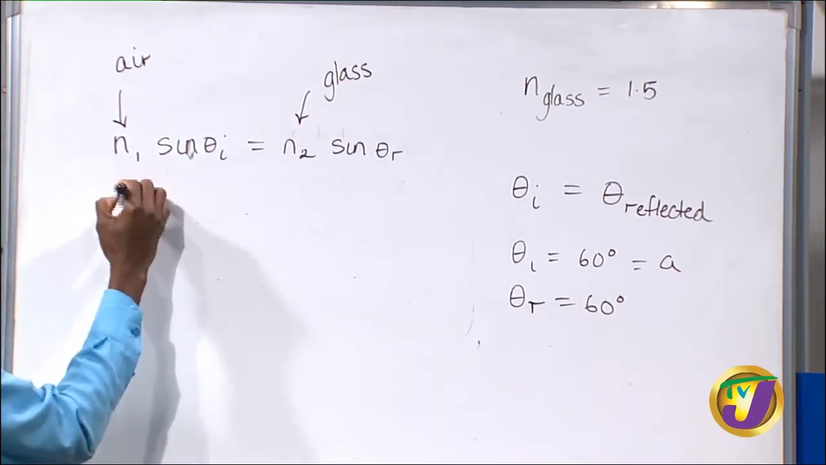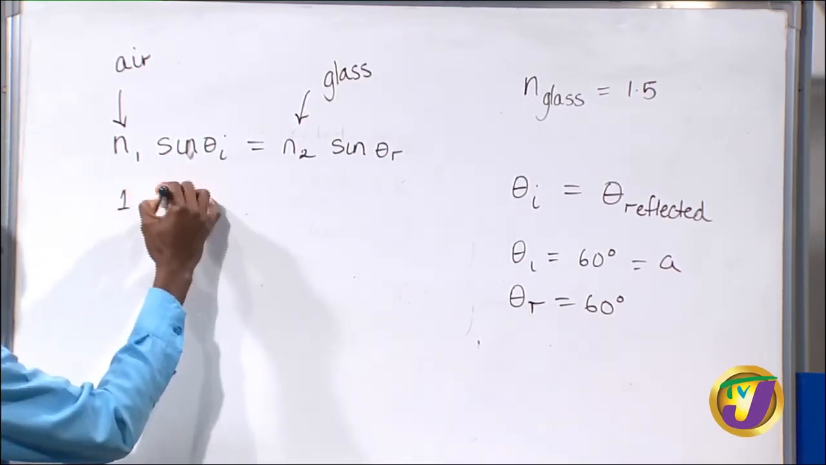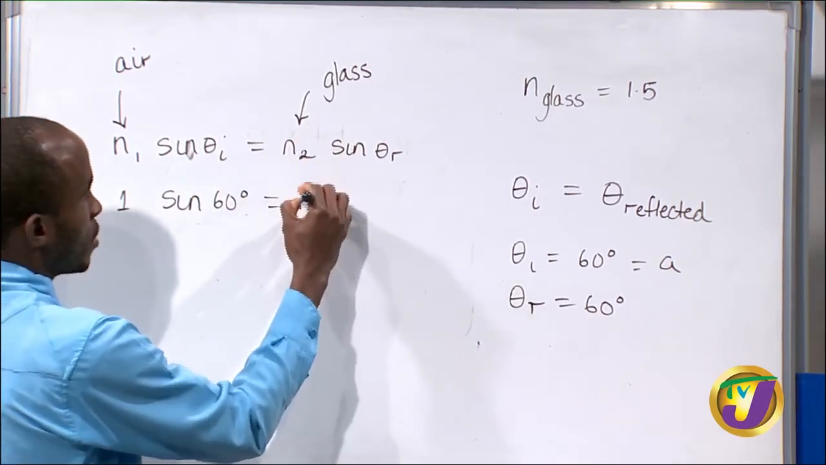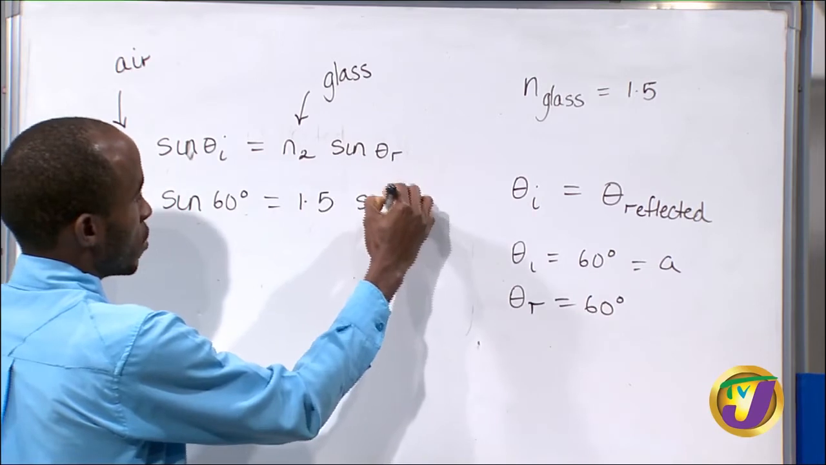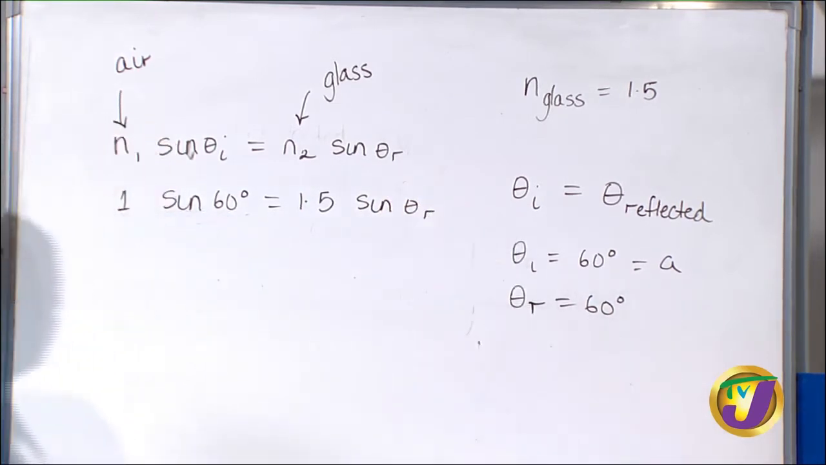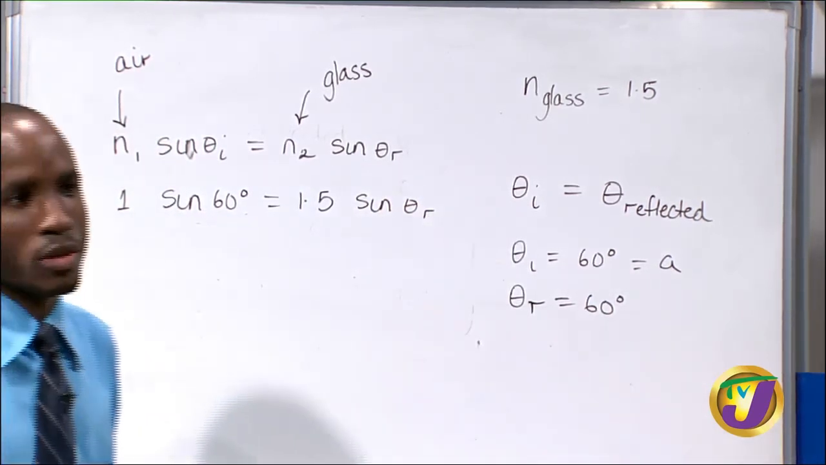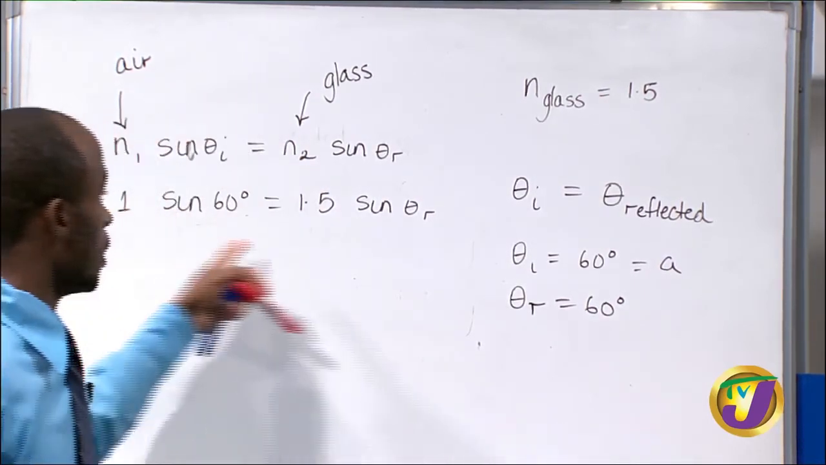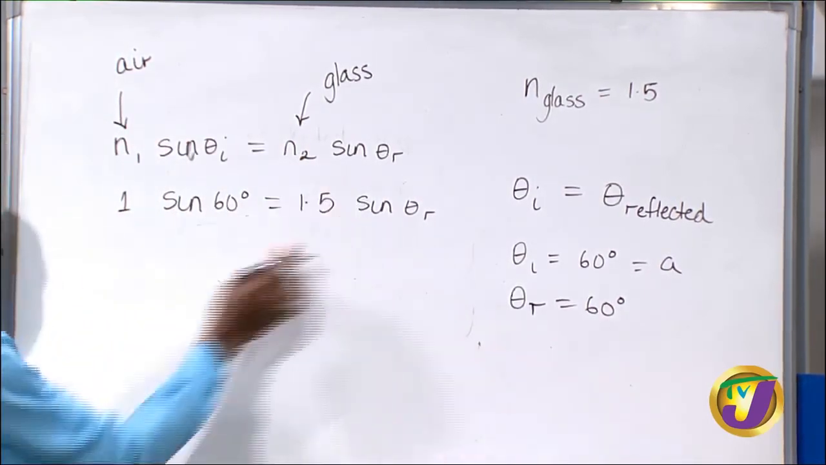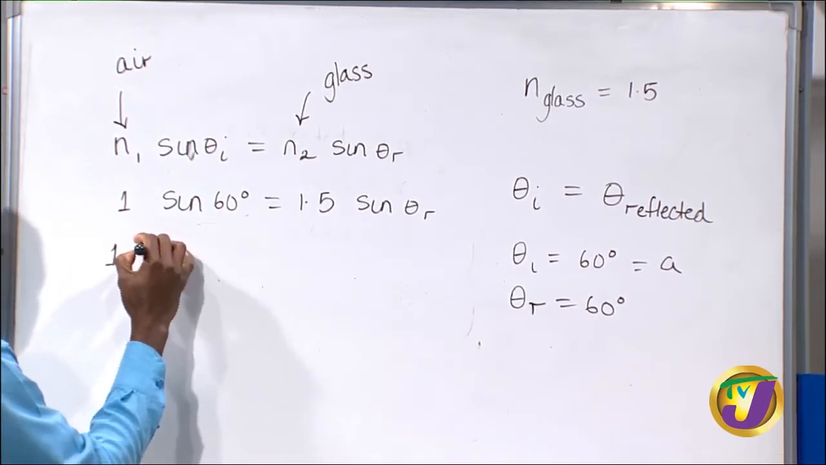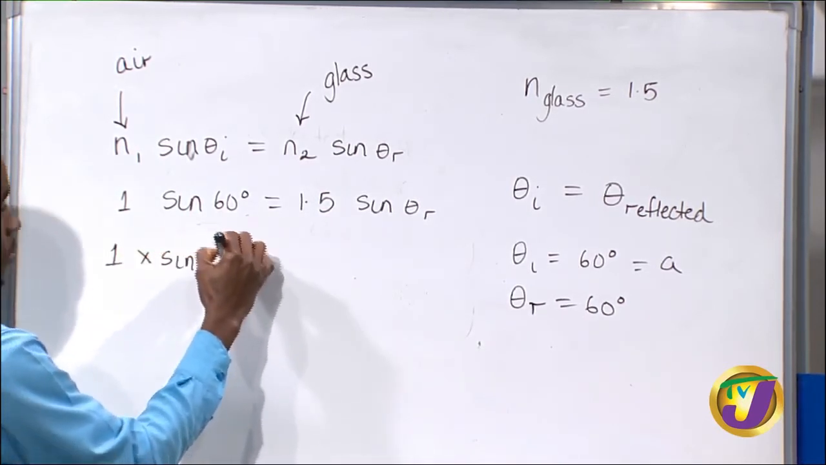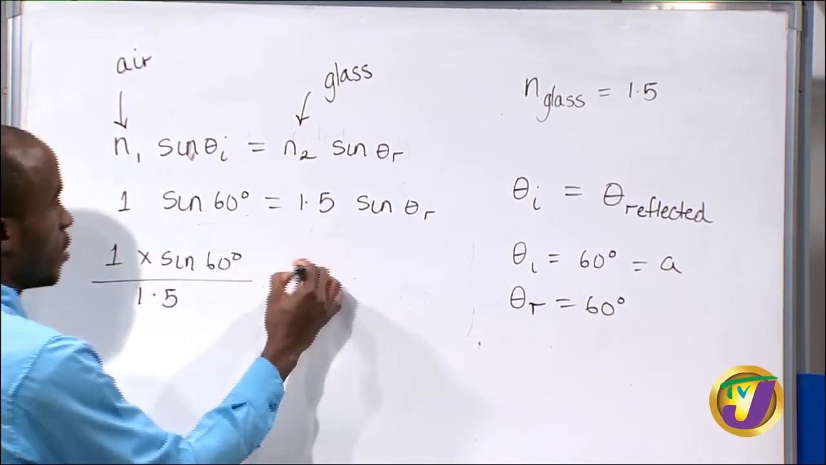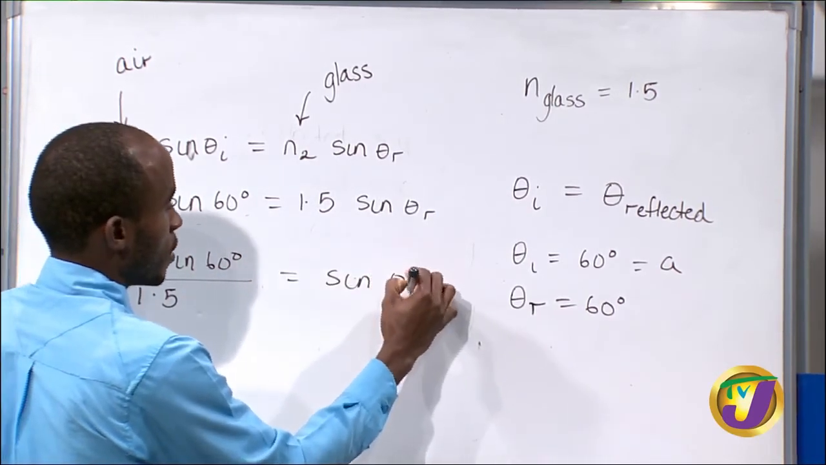n1 is always taken as 1 for air, and that's sine 60 degrees. This is 1.5, and this we don't know. Once you have outlined this, you realize that there are no more unknowns other than this one. So what we do is that we end up with 1 times sine of 60 degrees over 1.5 equal to sine of theta R.